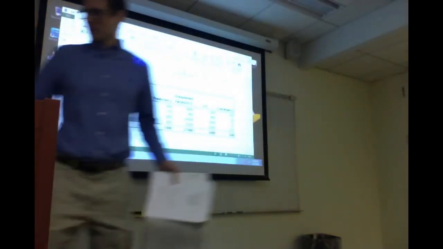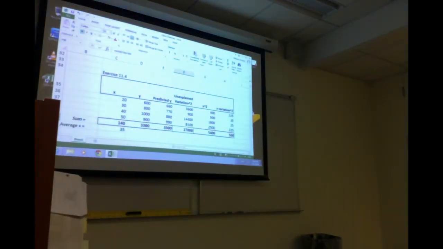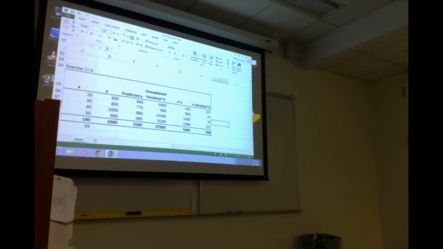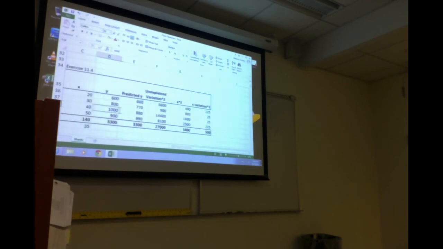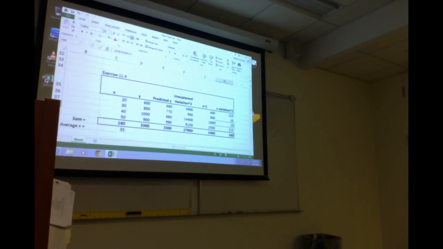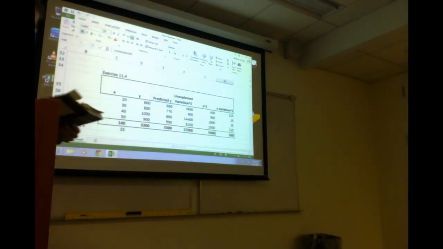So I recommend you take x minus average x and square it. Here we have x is 40, average x is 35, squared is 25. Simple, right? And then we sum all those together, and we get 500.